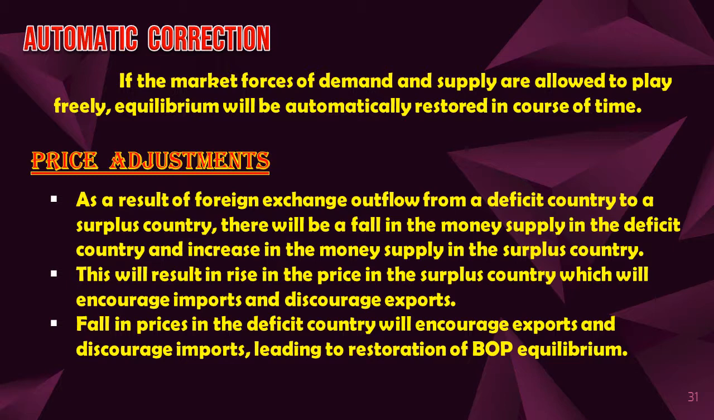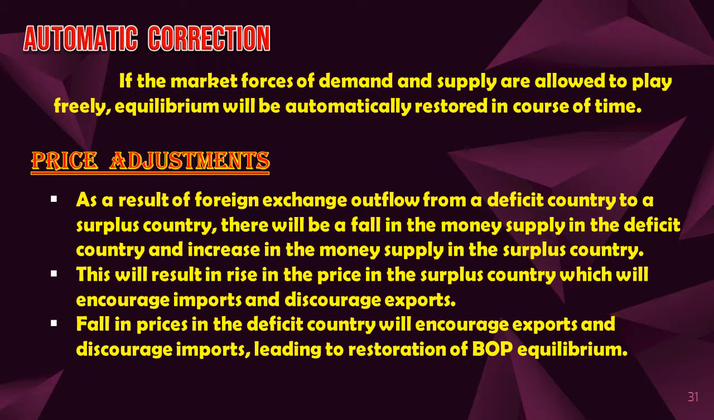So automatic correction takes place when the market forces of demand and supply are allowed to play freely, then equilibrium will be automatically restored, that is, come back to its normal position in course of time. This automatic correction can be done by four adjustments: first, price adjustment; second, interest rate adjustment; third, income adjustment; fourth, capital flows. Let us see the first one, price adjustment.